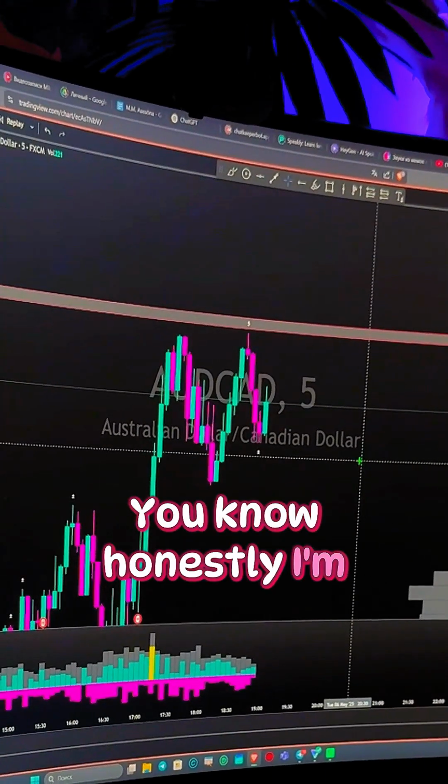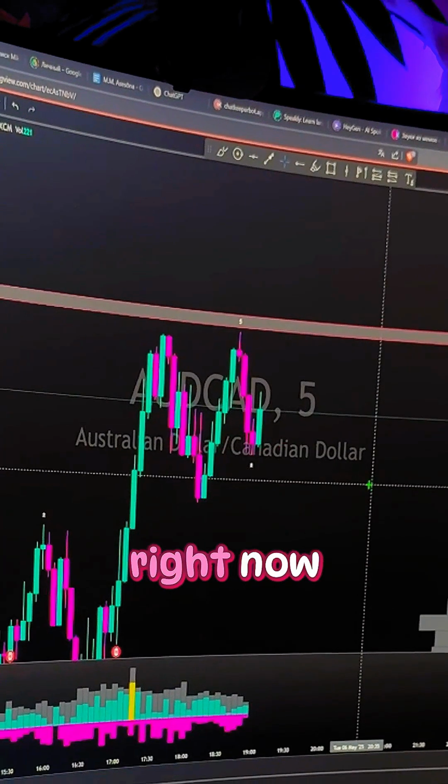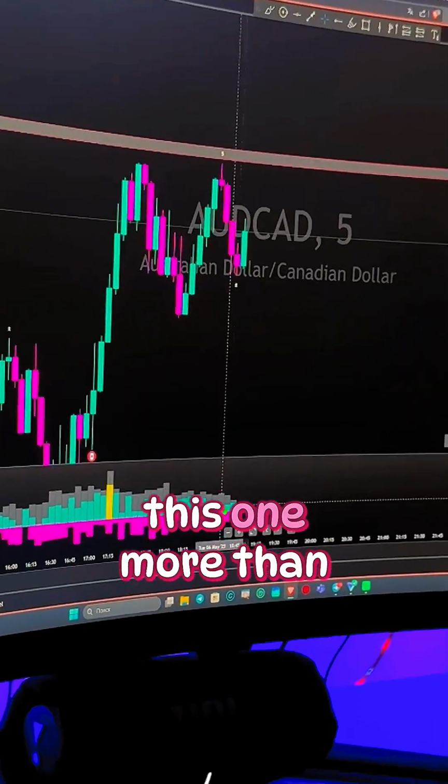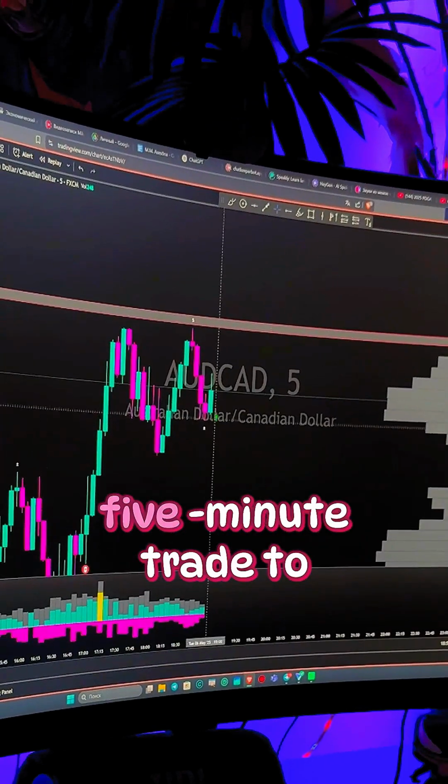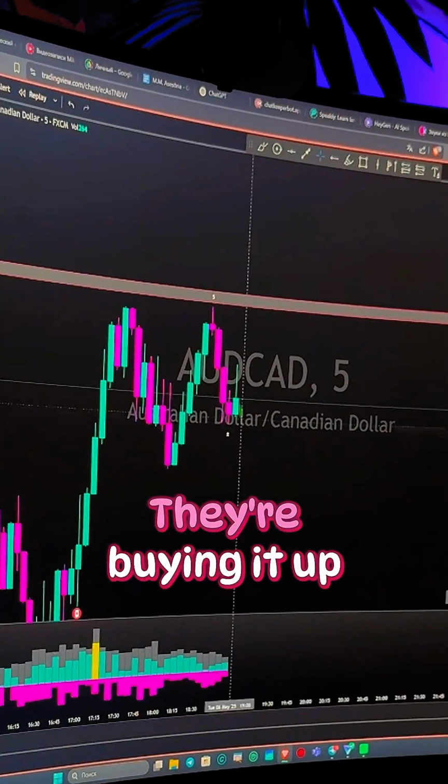Honestly, I'm just really confused right now. I really want to win this one more than anything. Probably something like a 5-minute trade to the upside is needed, I guess. They're buying it up again.